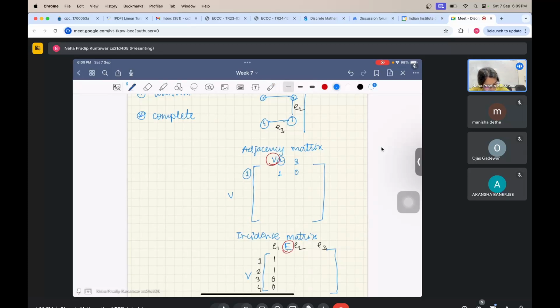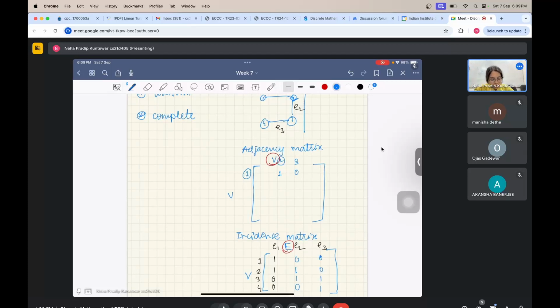This is e2, by the way. Ma'am, in the vertices column, we can write 1 at 2 and 3 and 0 at the remaining places. Exactly. So you can write 0 1 1 0, and for e3 you can have 0 0 1 1. So do you observe something?